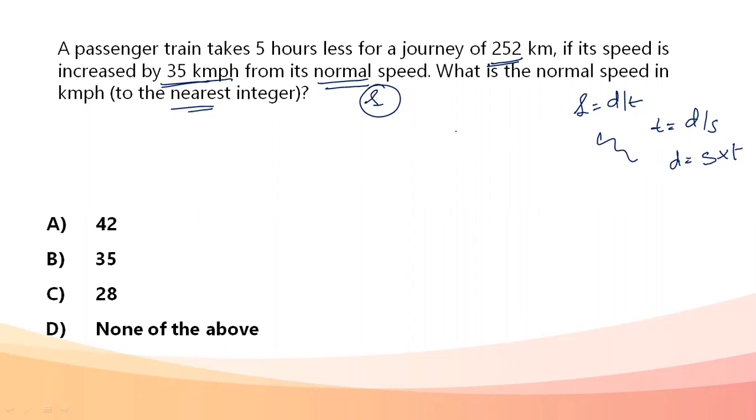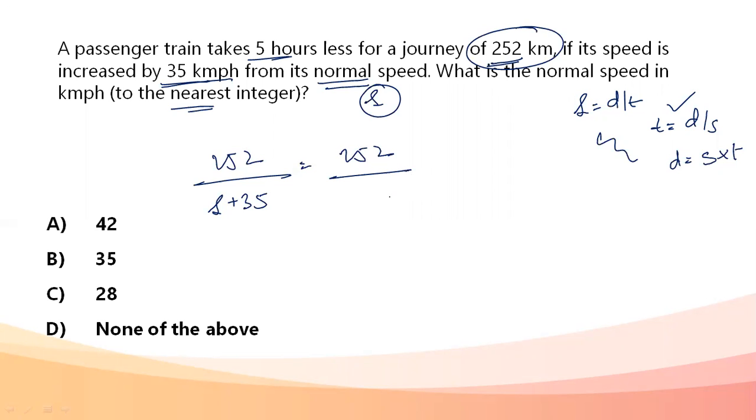That is what we are going to do here because it is given to us that the train takes 5 hours less. So we are going to write the equation in terms of time, using time equals distance upon speed. Total distance is given to me already, 252. So 252 upon s plus 35, that is my increased speed, equals 252 divided by the original speed, minus 5 hours, because it is obviously traveling faster.